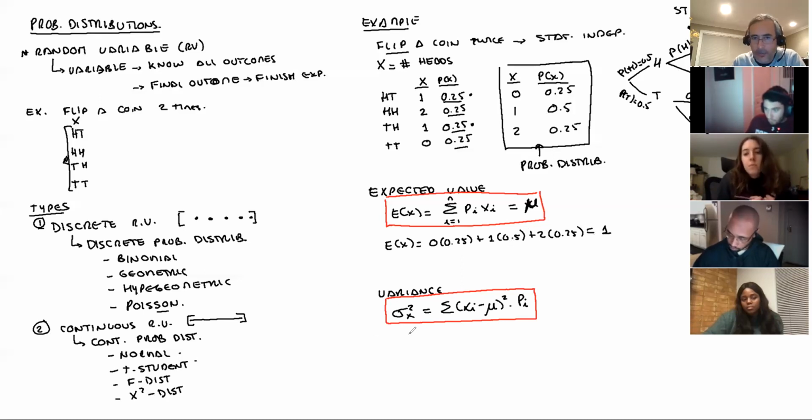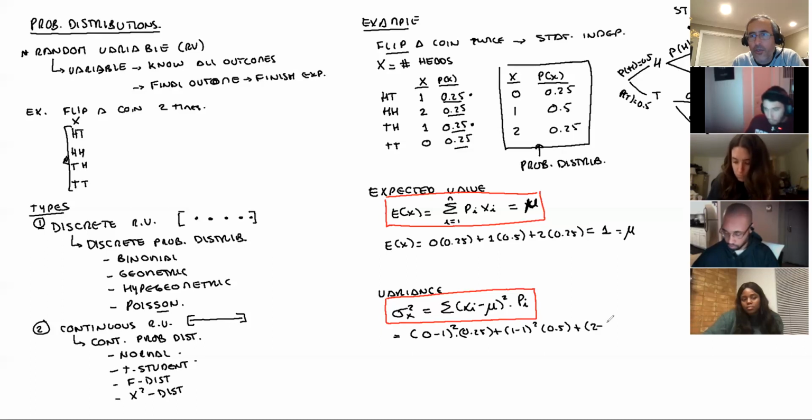Now, what is my variance? Let's apply the formula. It is going to be 0 minus 1, so mu is 1, or x bar if you want, squared times 0.25, plus 1 minus 1 squared times 0.5, plus 2 minus 1 squared times 0.25. Agree with me?